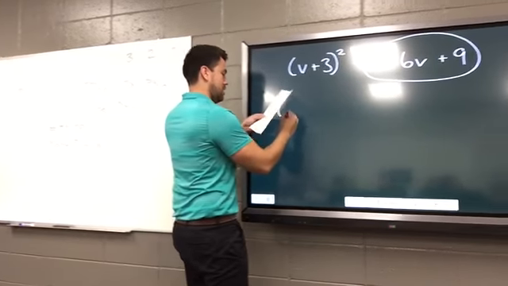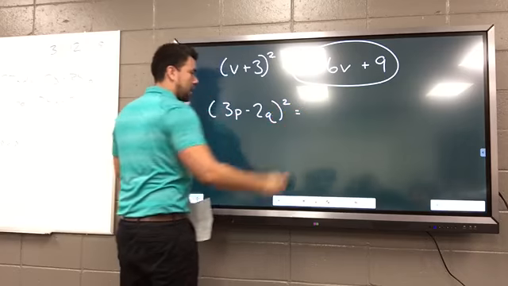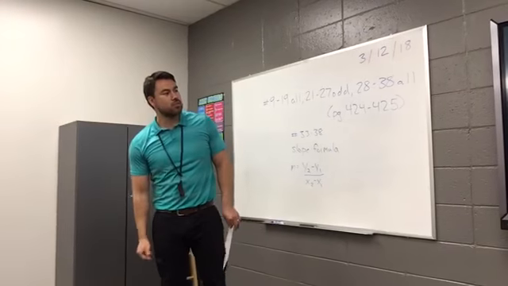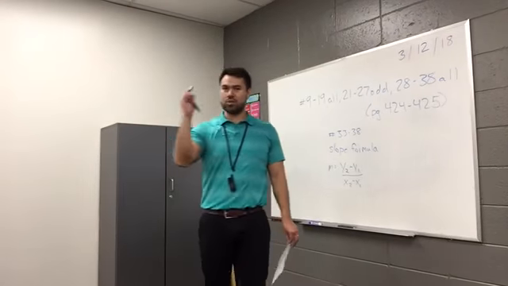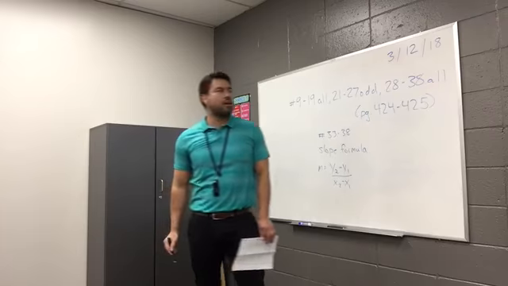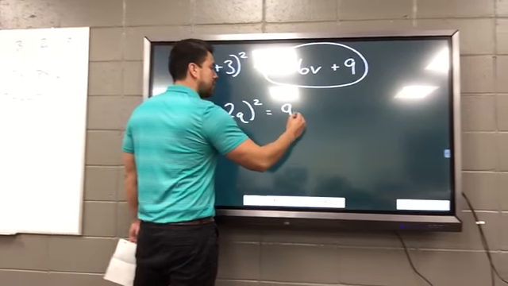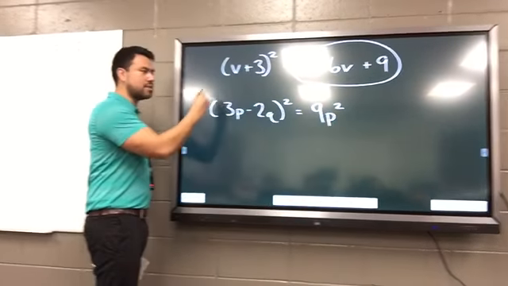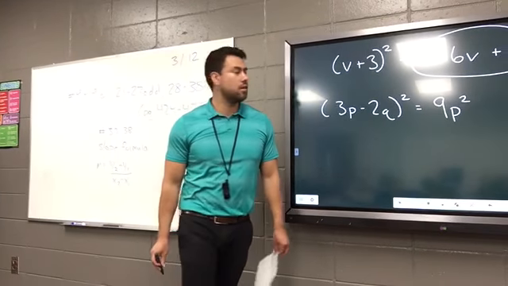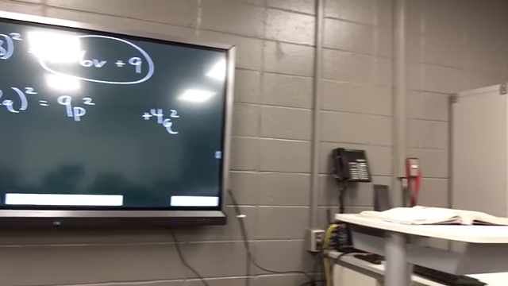Another one. Please be careful on this one. (3p minus 2q) squared. Okay, so you can get automatically to the product just from the problem. (3p minus 2q) squared. Okay, Taylor, what's the first term in my product? 9p squared. It's just 3p times 3p. Okay, Vivian, can you get me that last term? Positive 4q squared.